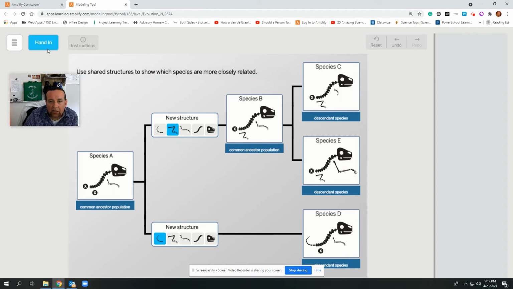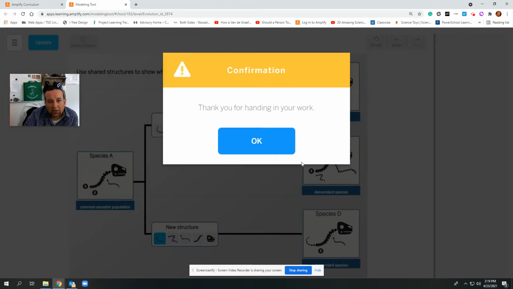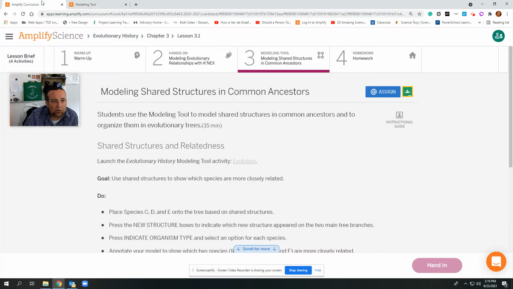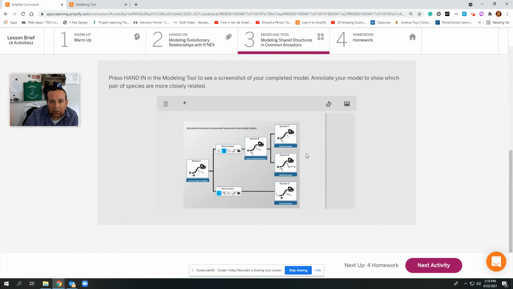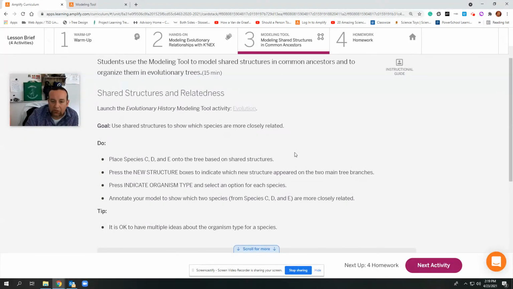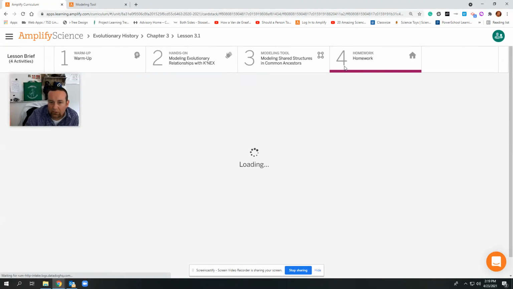Go ahead and push this hand in button, and that should take a screenshot automatically for you and dump it out here into Amplify. And you're done with part 3. Let's go ahead and move on to the homework section.